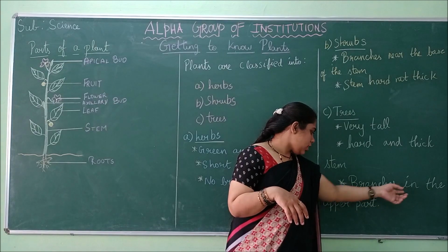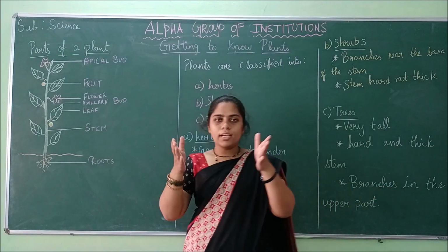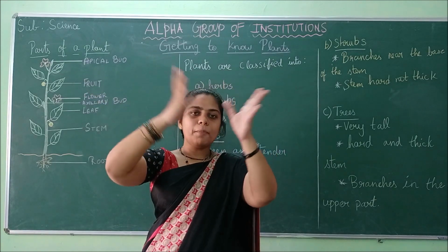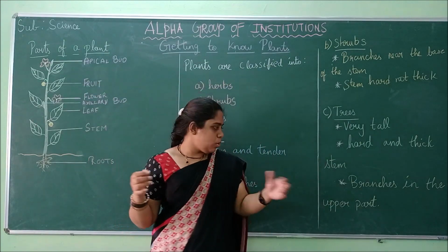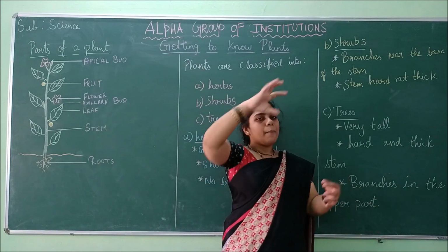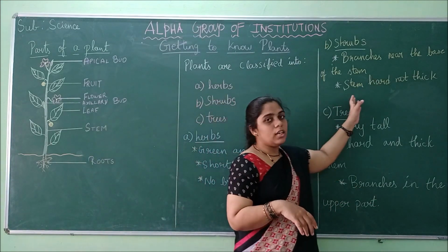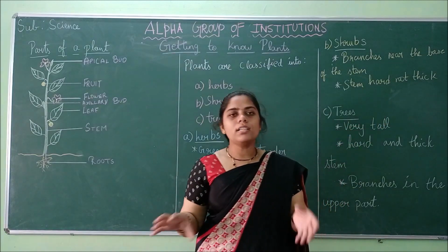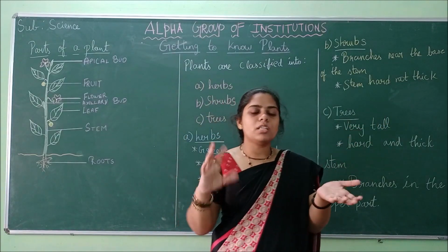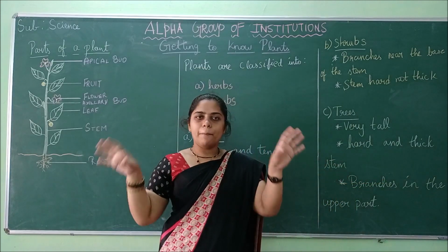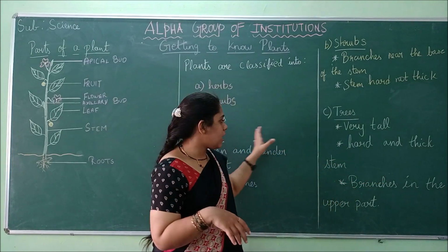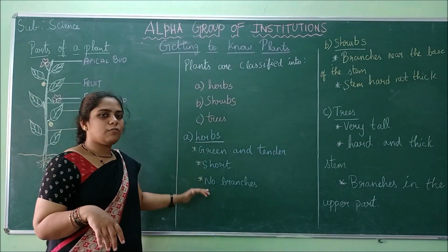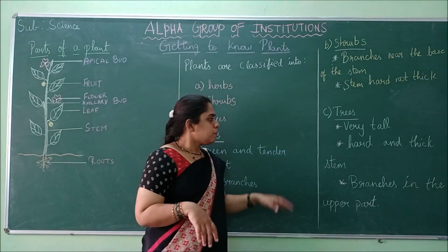And the branches are on the upper part of the tree. If you take a tree, the branches will be present on the upper parts itself. Whereas if you see shrubs, all the branches are present in the lower part. Whereas in trees, all the branches are present on the upper part itself. So these are the three types of plants. Plants are classified into three types.